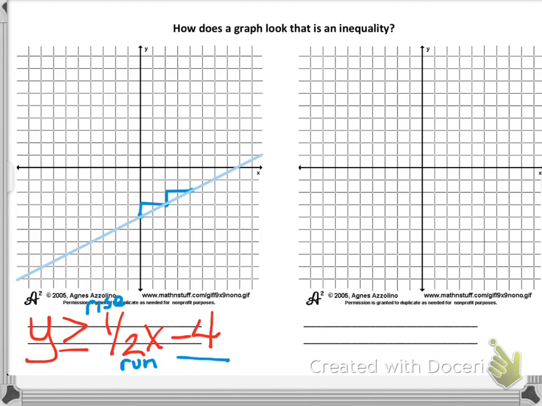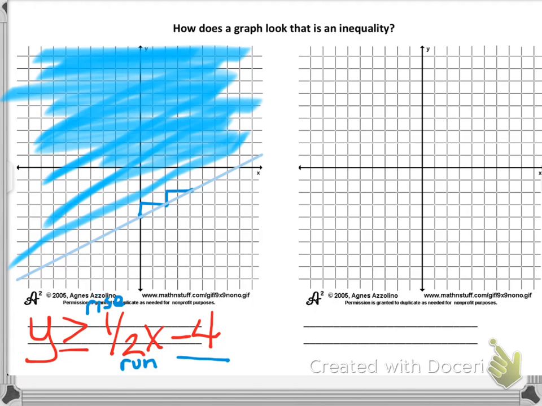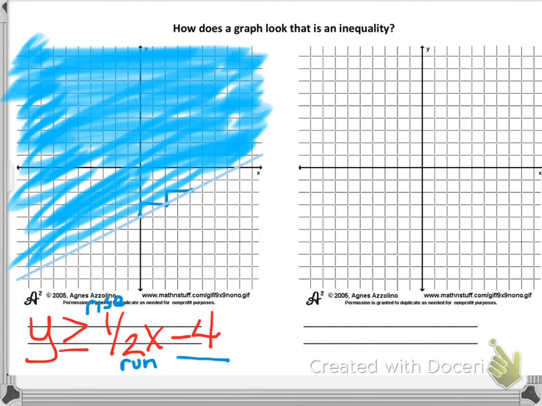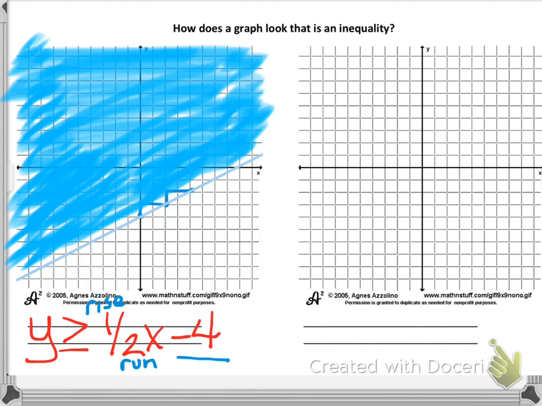Make sure you know, should it be solid or dotted. In this case, since it's greater than or equal to, it should be a solid line. Now to know where the shading is, again, since it's greater than, we want to shade up or right. In this case, let's shade up. Okay, so that's how our graph would look for y is greater than or equal to 1/2 x minus 4. Let's go ahead and look at another one.